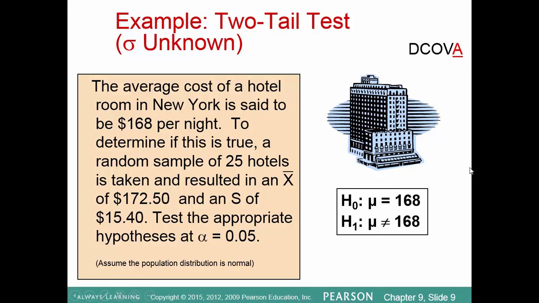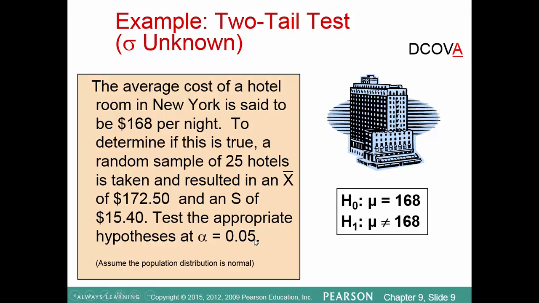So here's an example of a two-tailed t-test for the population mean. The claim is that the average cost of a hotel room in New York is $168 per night. To determine if this claim is true, a random sample of 25 hotels is taken, and that resulted in a sample mean of $172.50 per night and a sample standard deviation of $15.40. Test the appropriate hypotheses at alpha equals 0.05.